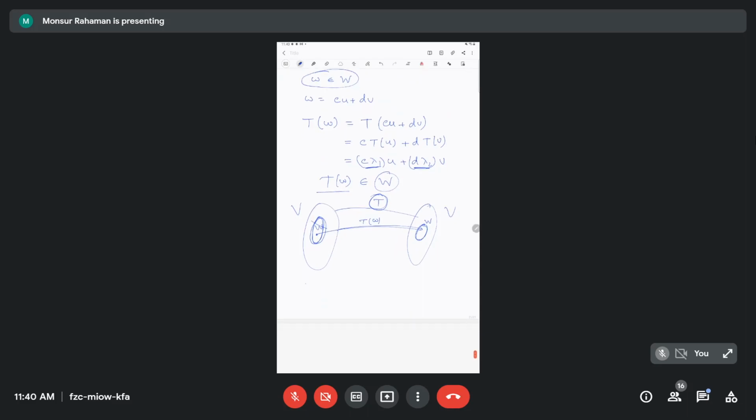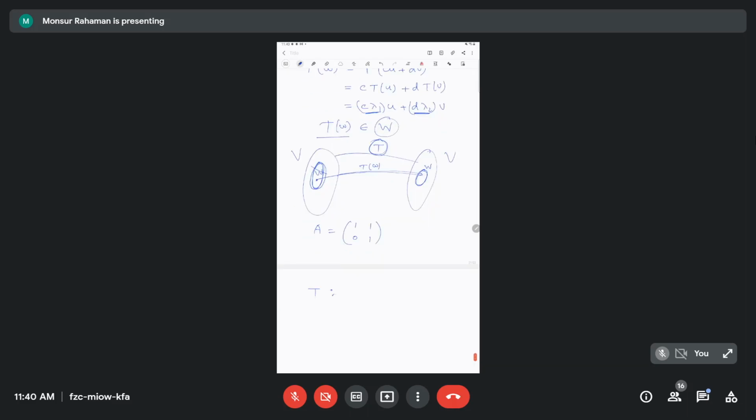If I say this 1 0 1 1, okay, this is a matrix, which means obviously it is a linear transformation from R2 to R2. So how will you define it? If we define it as a linear transformation, it is like x plus y and y. So T(x, y) is (x plus y, y). So this is the linear transformation.